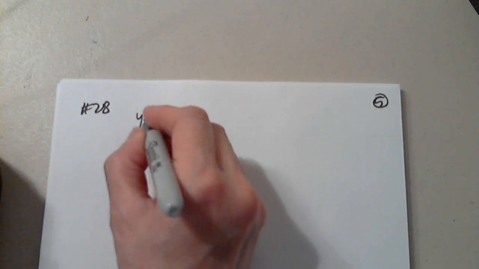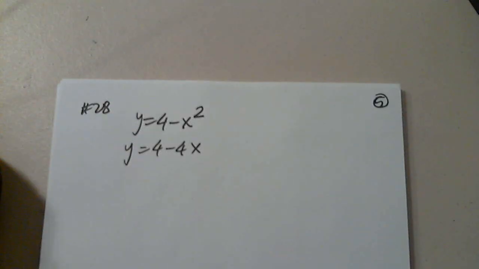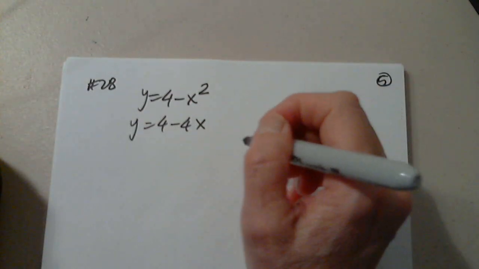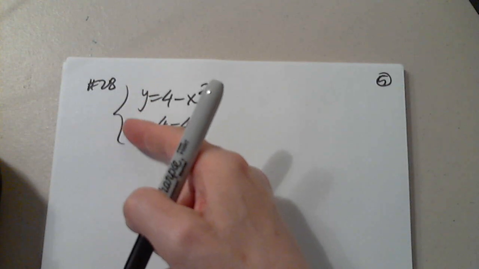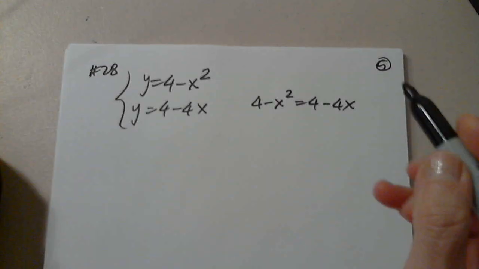28. y equals 4 minus x squared, y equals 4 minus 4x. So remember, I have to graph, and I have to find the points of intersection. Why don't I start with the points of intersection? I set them equal to each other. So 4 minus x squared equals 4 minus 4x.